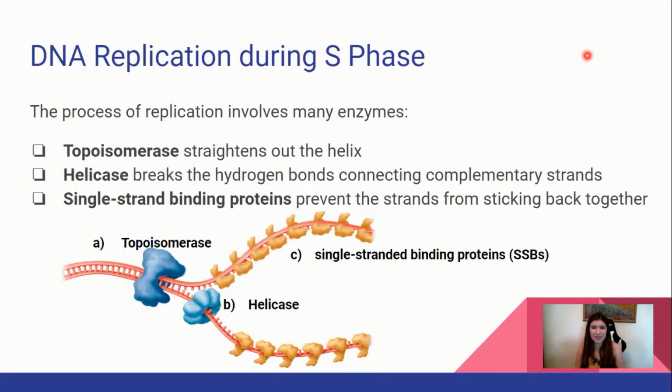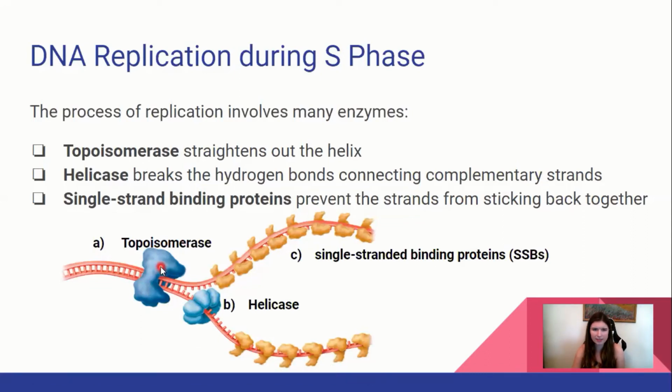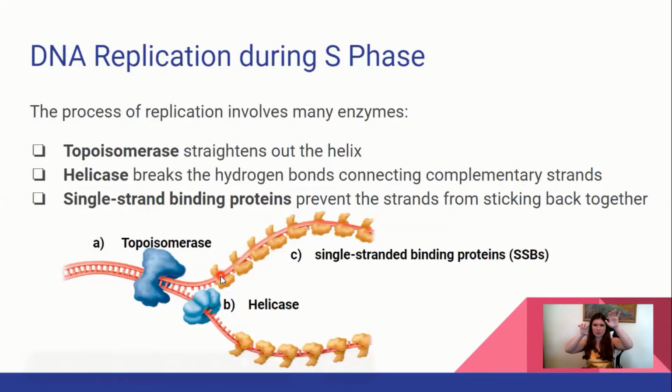Helicase is the enzyme that actually does the pulling. So helicase breaks the bonds between our complementary strands. So it breaks the hydrogen bonds connecting our nitrogenous bases. So here we see topoisomerase. It's around our whole double strand. It's uncoiling the DNA. And here we see helicase, kind of like a zipper, just going and breaking those hydrogen bonds.